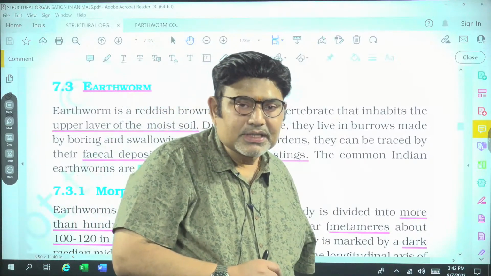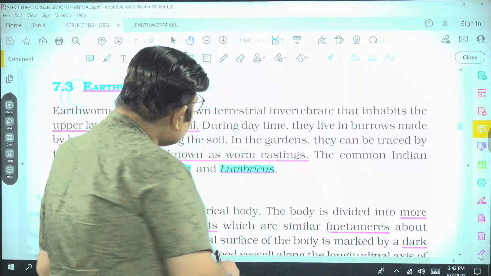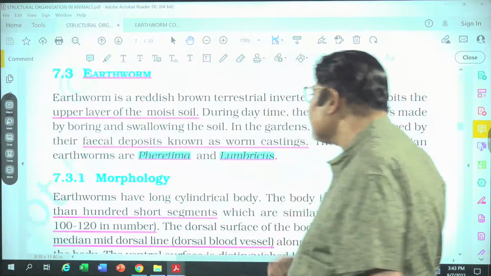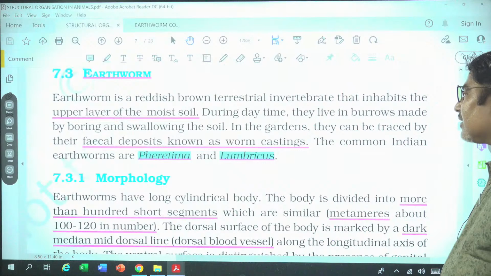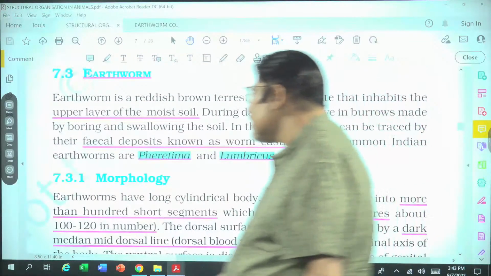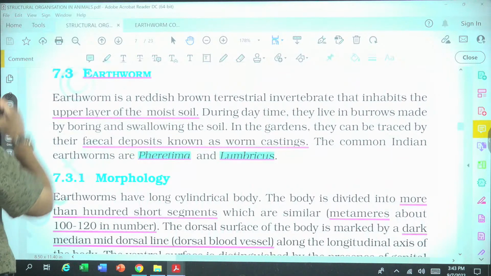Let me start with the earthworm. The Indian earthworm, Pheretima posthuma. Earthworm is a reddish-brown terrestrial invertebrate that inhabits the upper layer of the moist soil. So which layer of the moist soil? It is the upper layer of the soil.